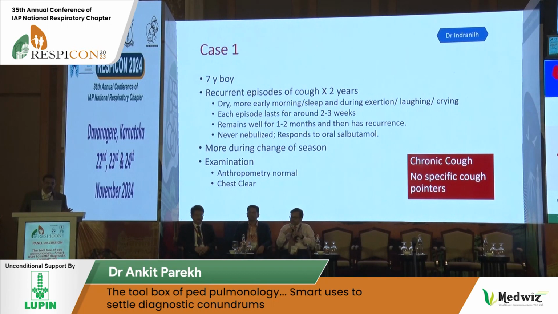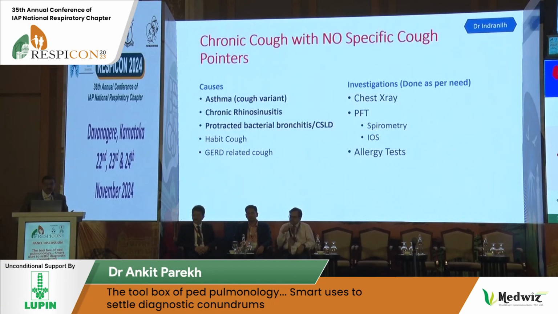Right. So this child has a chronic cough. We all agree with that. This child does not have any specific cough pointers which tell you about an underlying serious diagnosis. So these are the usual differential diagnoses we'll be working upon. Most likely a cough variant asthma, or simply an asthma where you're not able to document a wheeze, right? The child might have been wheezing previously, but you haven't seen the child. This child has come to you for the first time.